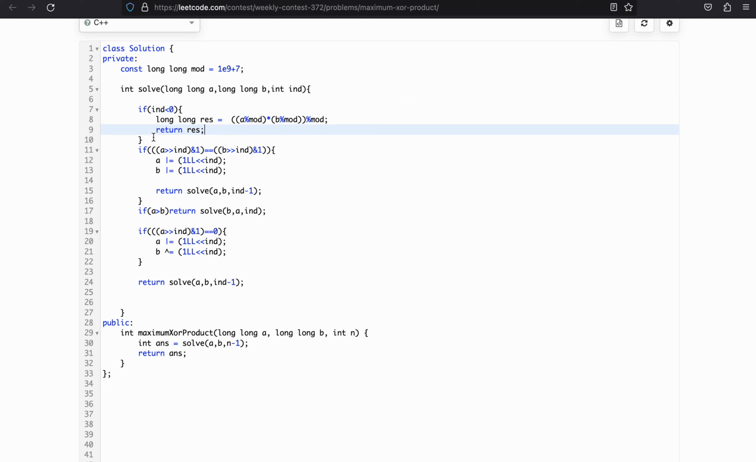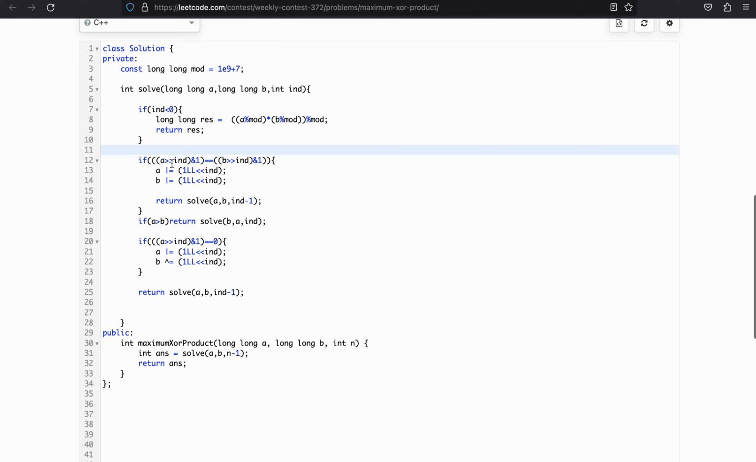And here we are checking whether the ith bit is the same or not. Using the right shift operator, we shift the index, and we take the and with 1. So if the ith bit is set, that is 1, then and with 1 gives 1, and if the ith bit is 0, then we get 0 here. So that's why we check whether both bits are equal or not.